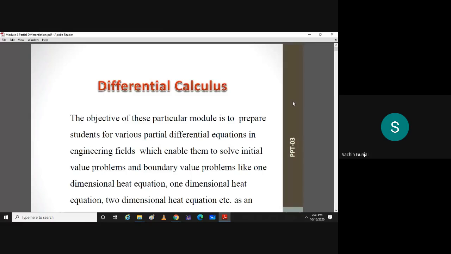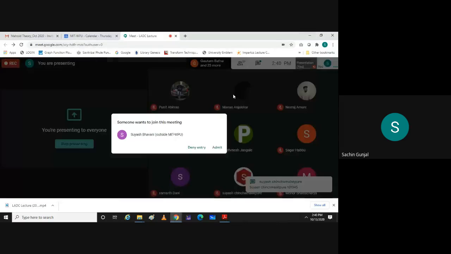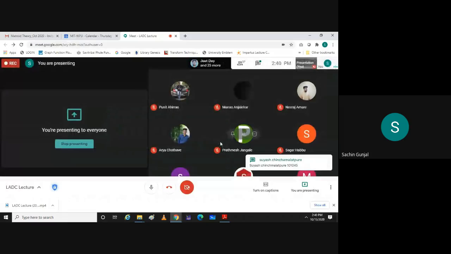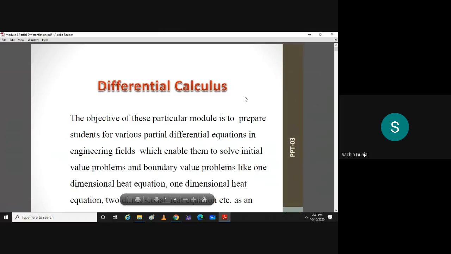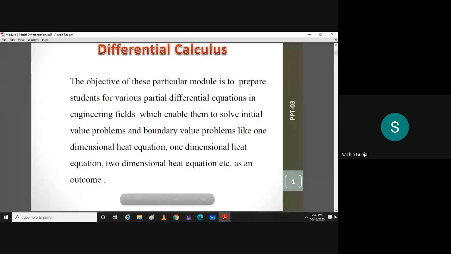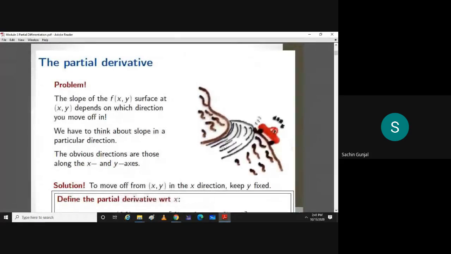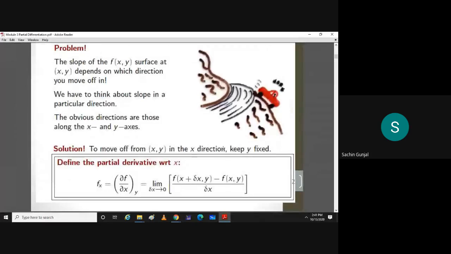Let us quickly recall what we have seen in the morning. We started with the partial derivative, which is applicable to a two variable function or more than two variable function. Of course, it is applicable to a one variable function, but in that case, it is called an ordinary derivative. We looked at a definition of partial derivative. While calculating the partial derivative with respect to x, we are treating y as constant.